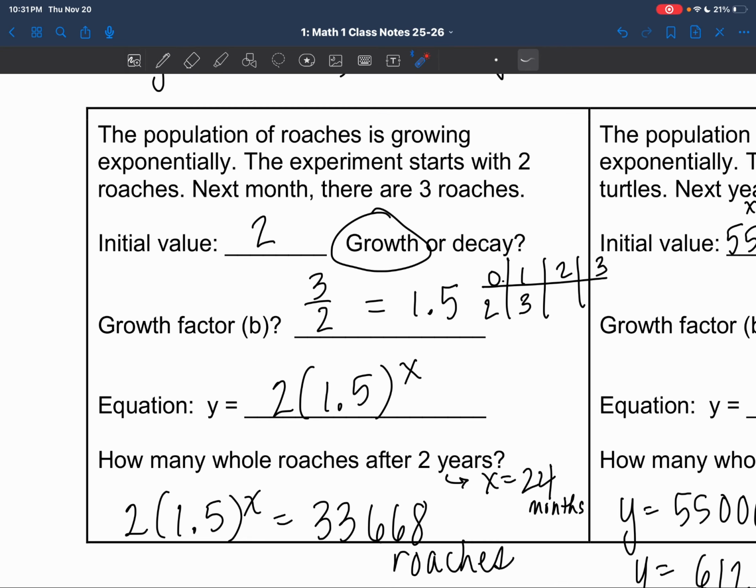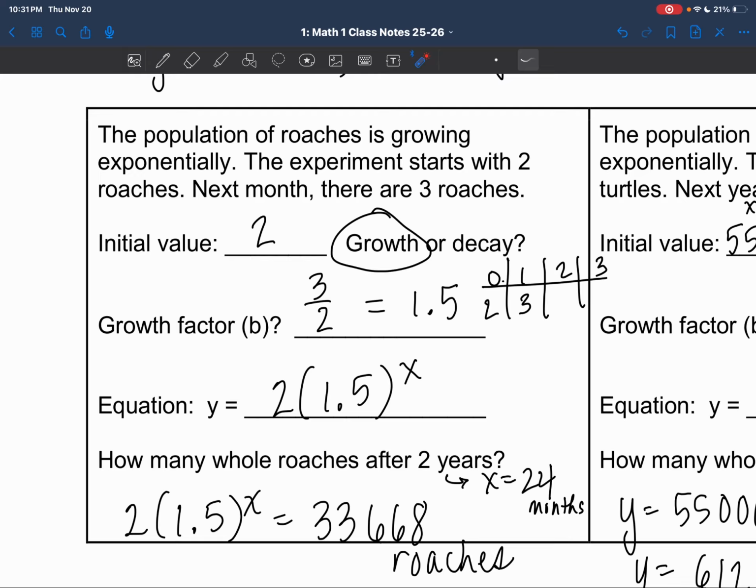All right, so this one is population of roaches, growing exponentially. So it starts with 2 roaches. Next month, there's 3 roaches. So we're starting with 2, and we know it's going to be growth because your amounts are getting bigger here with 3.